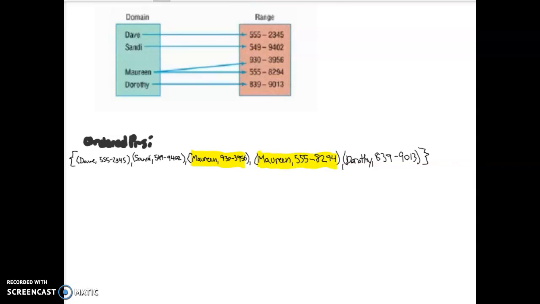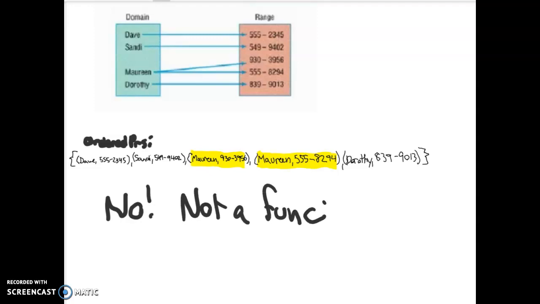So we have to ask ourselves, does this relation represent a function? We have to say, no, it does not represent a function. Not a function. Why? Because each X input does not have exactly one output. Maureen has two outputs or two different phone numbers.